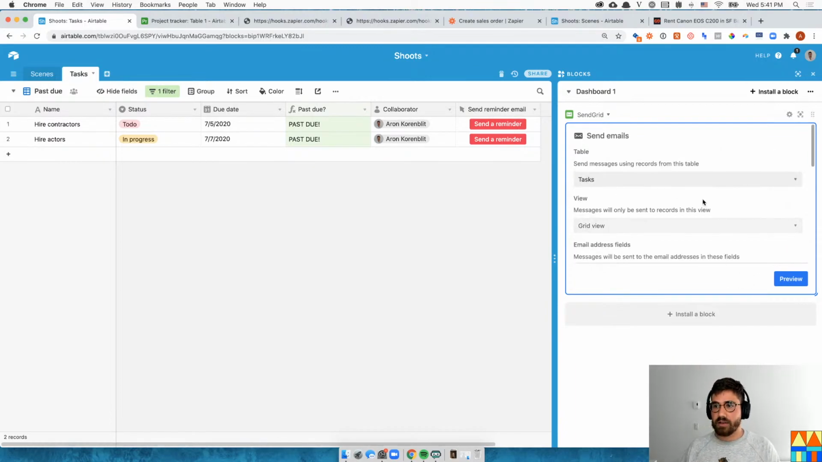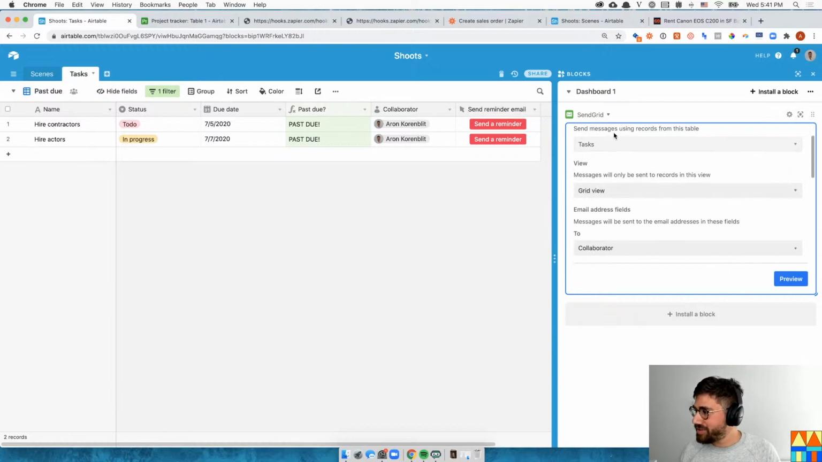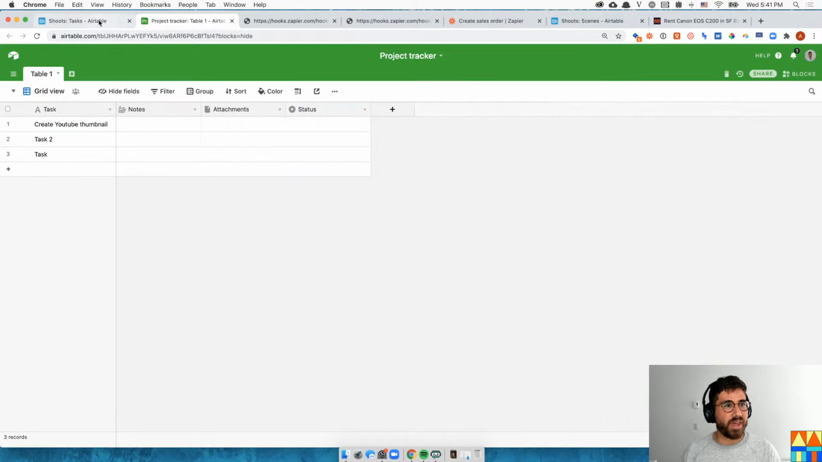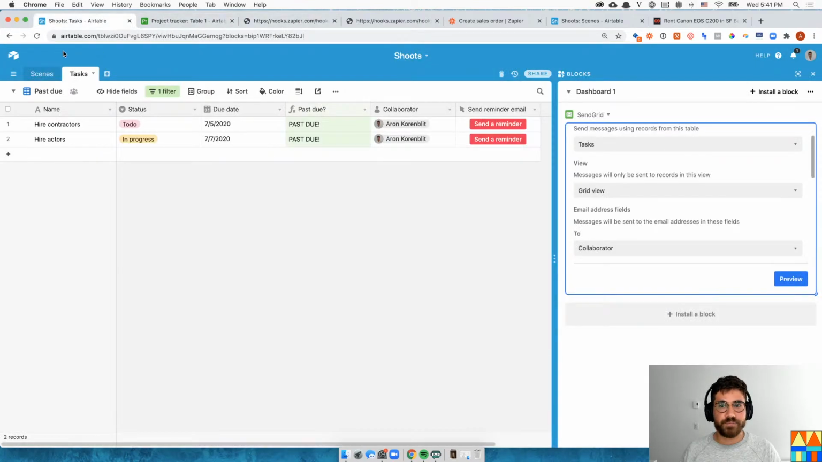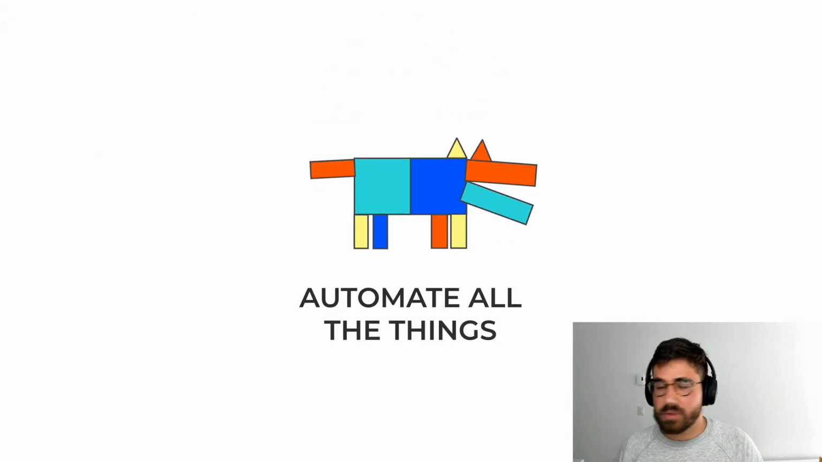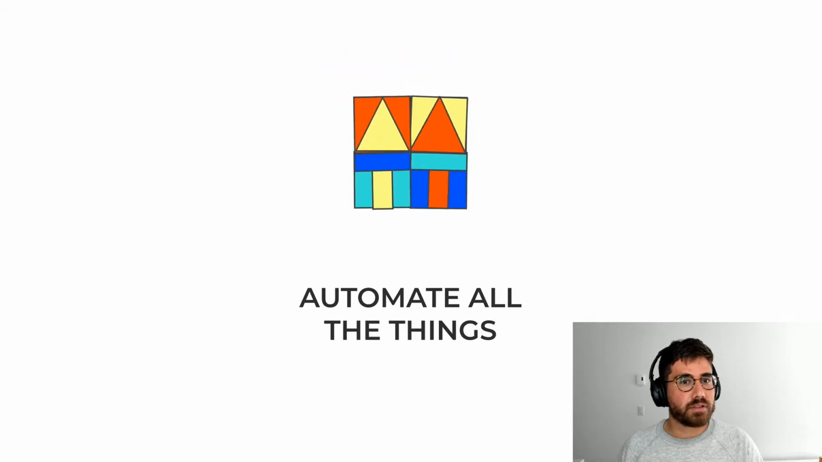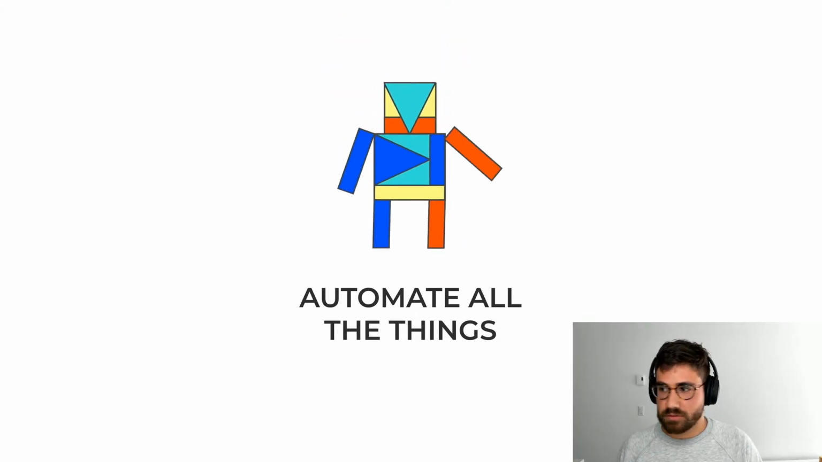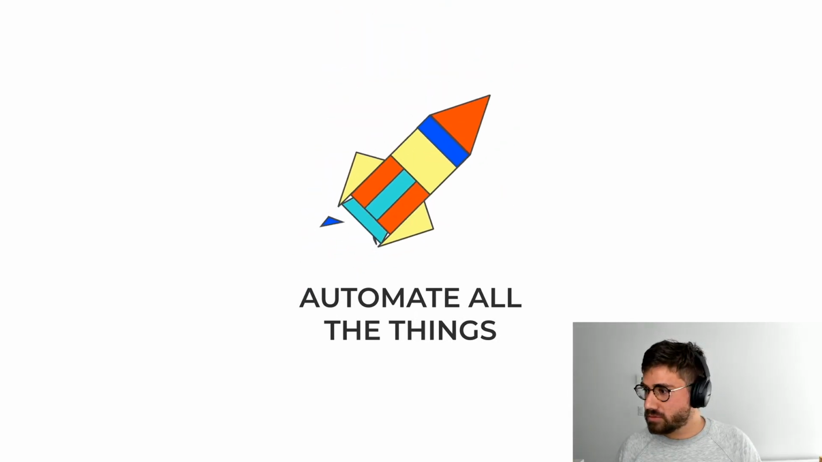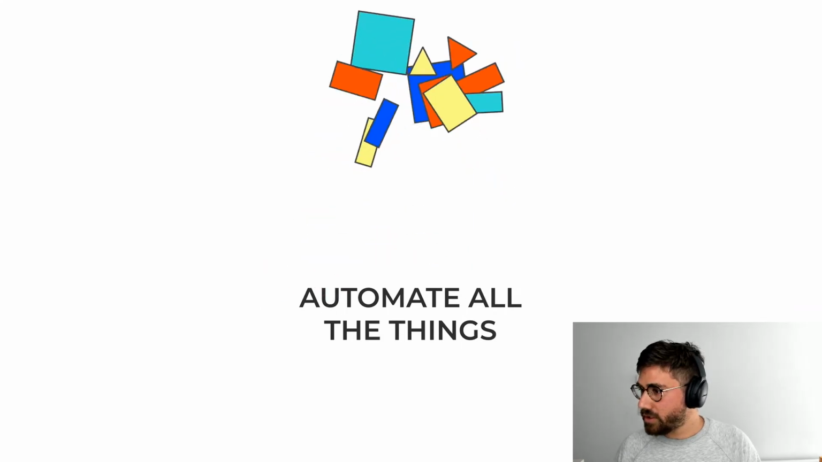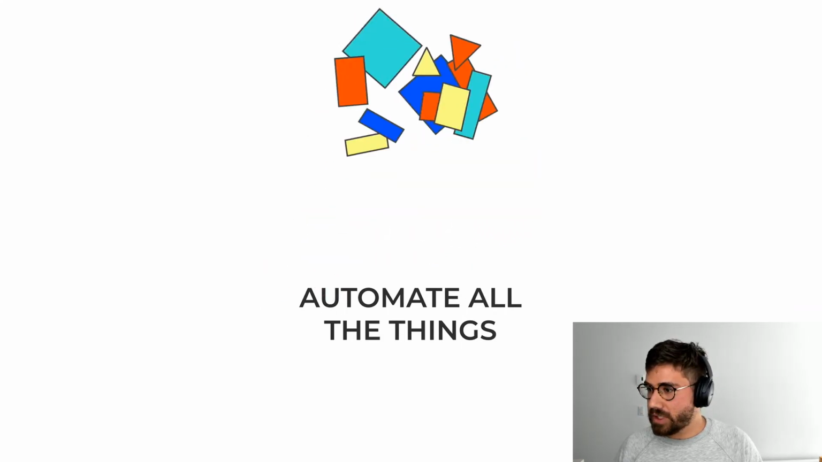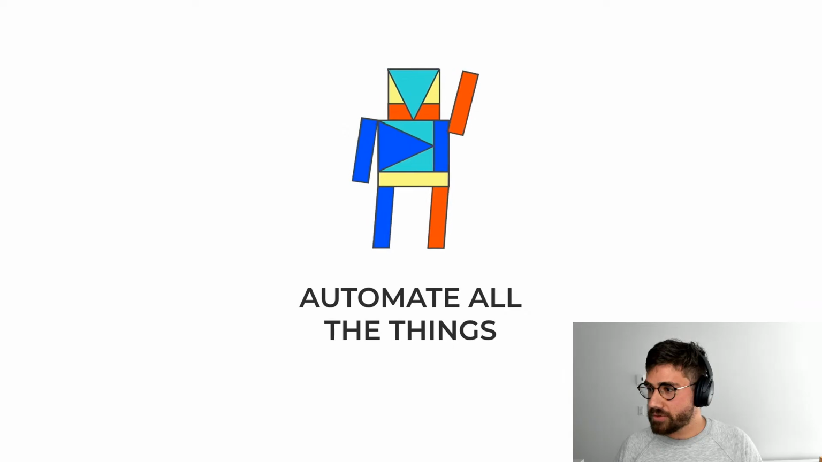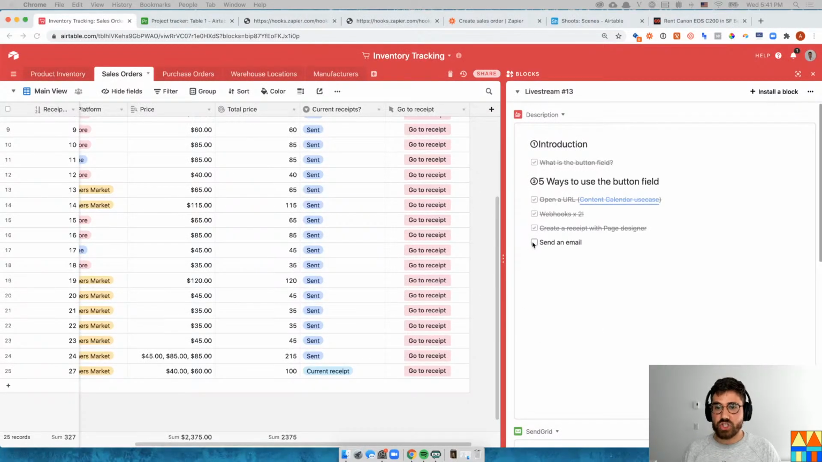Okay, that was 35 minutes, 5 things you can do with the Airtable button field. So let me just go back into our checklist. All right, we can check off send an email.